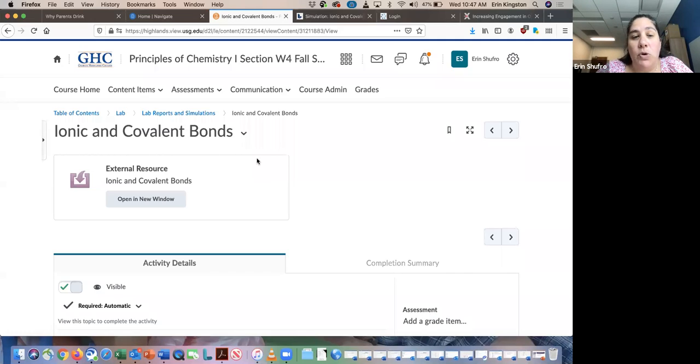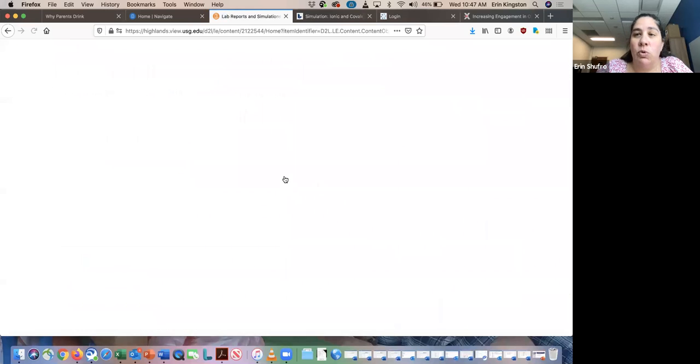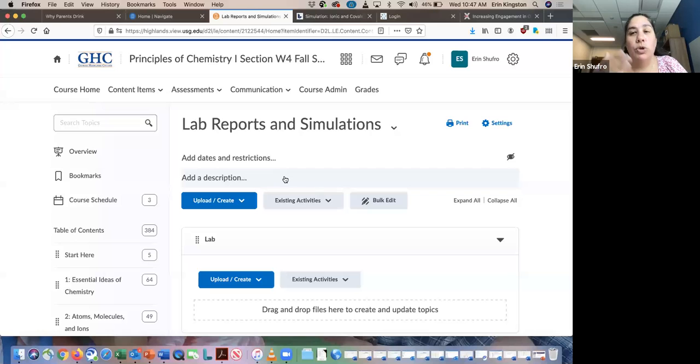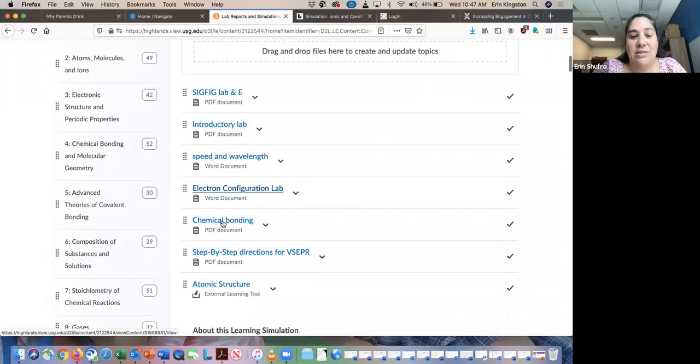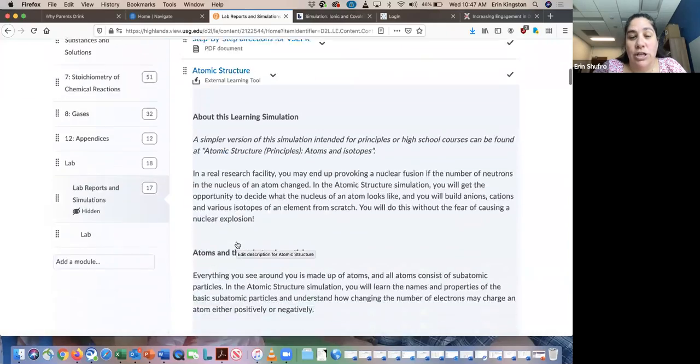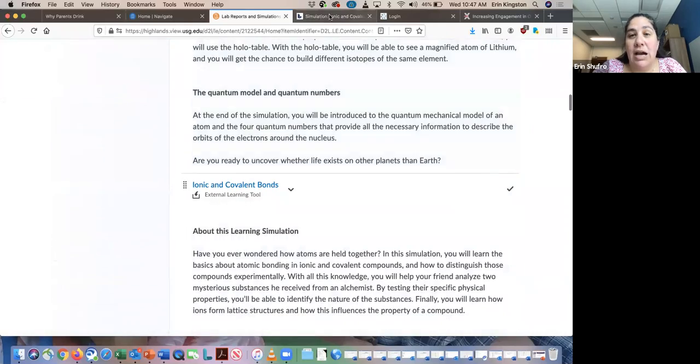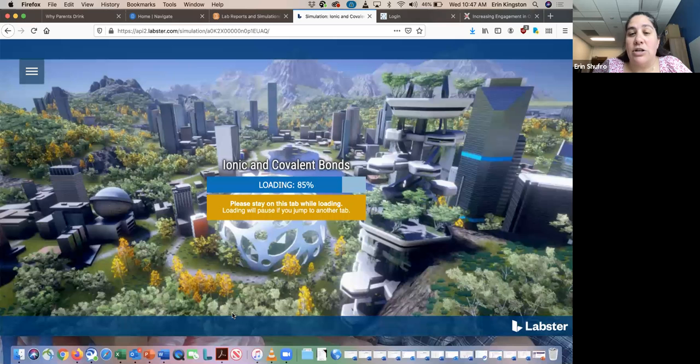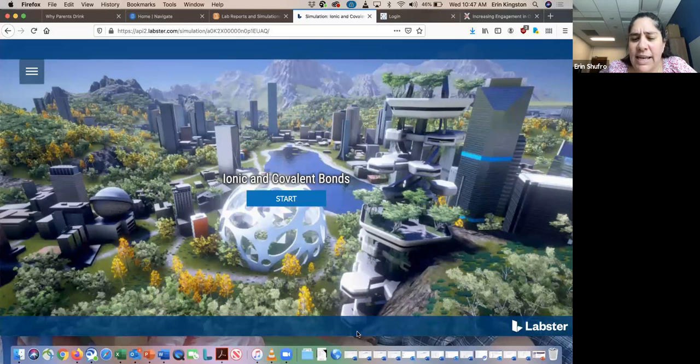Okay, so the paper ones, the paper lab reports, there will be a Dropbox in D2L. You will use CamScanner just like you've done on everything else. The ones that say external learning links or external learning tool, again, those you can click on. It will take you here to the actual lab. There's nothing to print. There's nothing to write on. There's nothing to take pictures of. You're just going to come in here. You do the lab in here, and it will automatically transfer over to D2L. Does that answer your question?